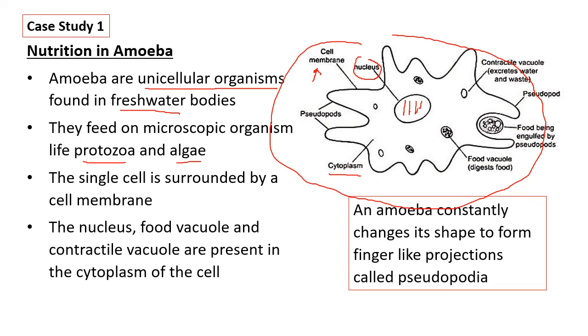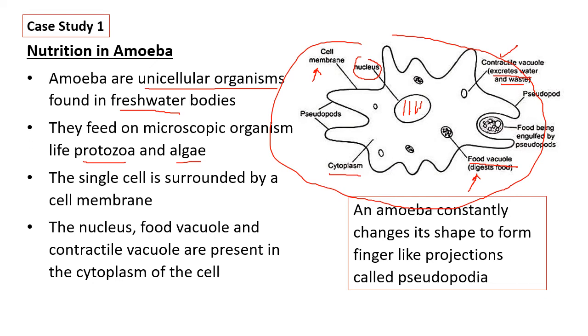Now there are some vacuoles. One type of vacuole is called the food vacuole, which is used to digest the food, and there is one more type of vacuole. That vacuole is called the contractile vacuole, for excreting the waste material, water and waste material, right?